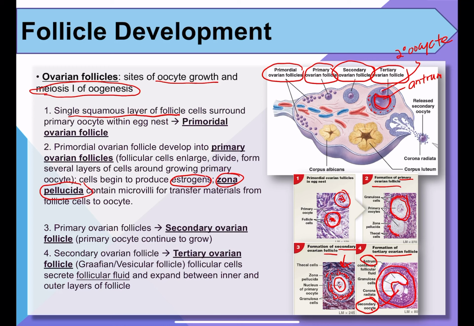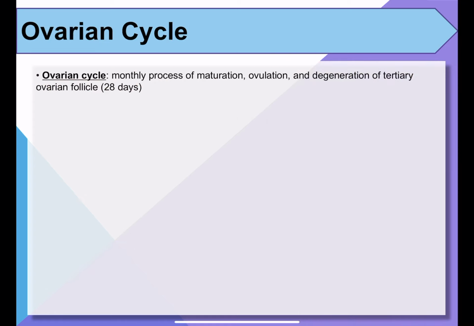Follicle cells are just for the nurturing process of the egg, helping this egg mature along, whereas the oocyte is the egg itself, which is that purple dot right there.